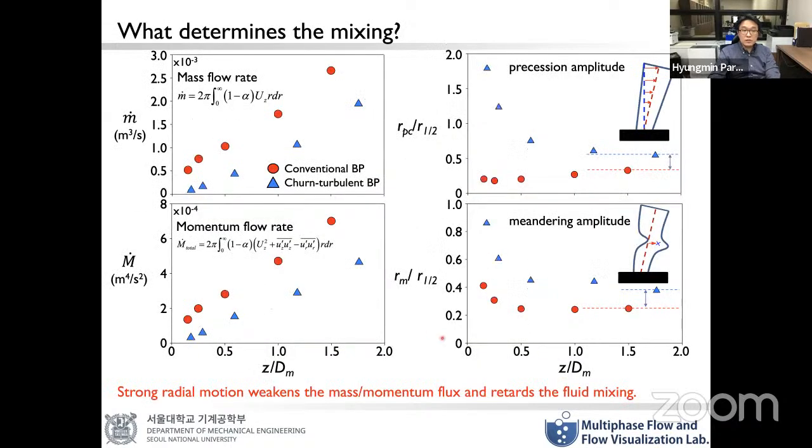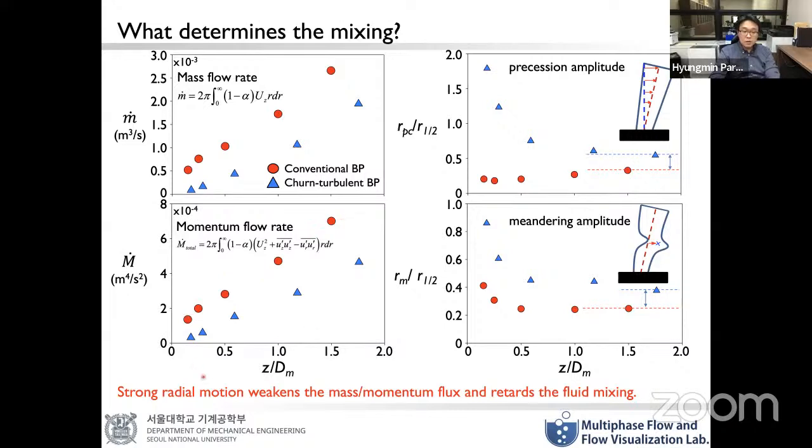So here, this is the last slide, and the question is, what determines the mixing? So actually, this is the mass flow rate, and this is the momentum flow rate. These two are shown already in the previous slide, and here this blue symbol is the turbulent one. And as I said, the turbulent one has more lateral oscillation. But in terms of the vertical mass flux or momentum flux, actually the conventional one shows us a larger value.